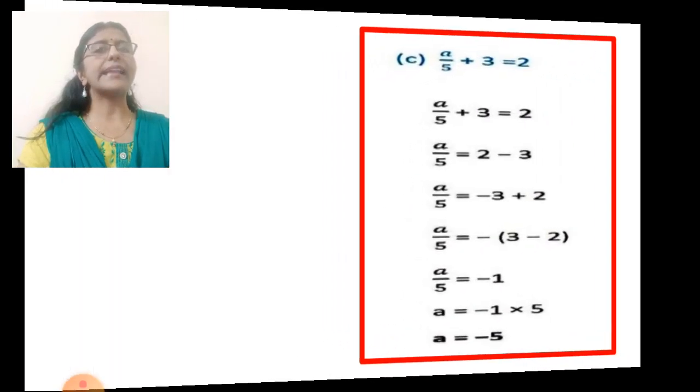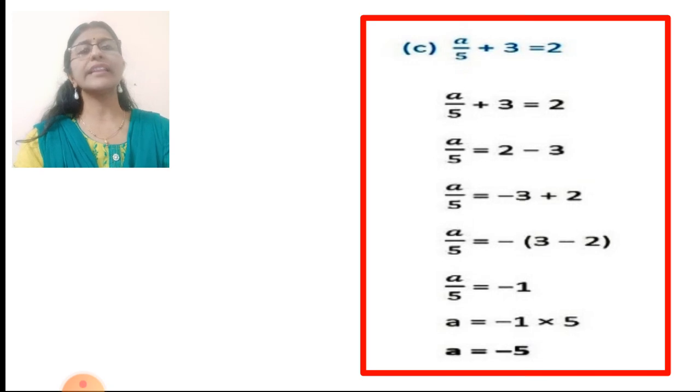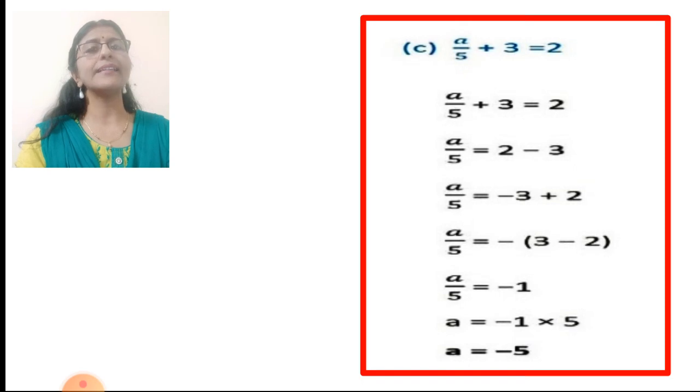Now let us go to the next one. a upon 5 plus 3 is equal to 2. So again we will start by writing a upon 5 on the left hand side of the equation, and 2 is already there in the RHS, so we will write 2 first and then we will transpose 3 to the right hand side of the equation. So 3 is positive on the left hand side, you can see in the equation. So we will bring it to the right hand side. So plus 3 will become minus 3. So you will get a upon 5 is equal to 2 minus 3.